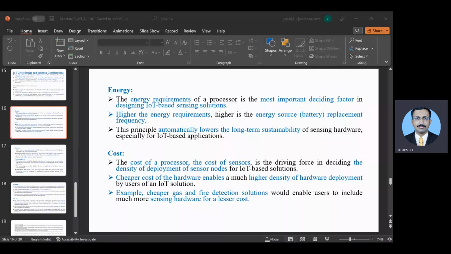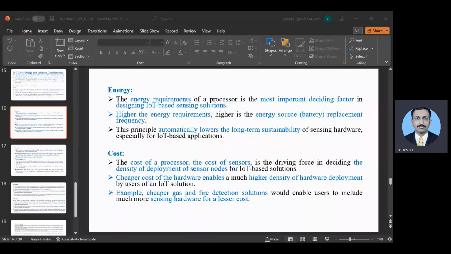So you have to make sure that it automatically lowers the long-term susceptibility, and so it is very important to have good infrastructure, meaning a good node setup where the battery backup can be for a little longer duration.